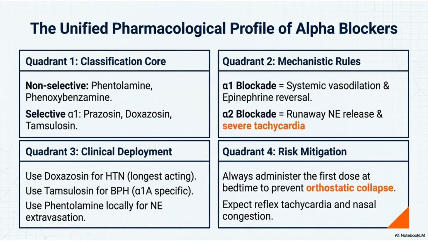In summary, alpha blockers are classified as non-selective or selective alpha-1 agents. Alpha-1 blockade causes systemic vasodilation, while alpha-2 blockade causes severe tachycardia. Agents are chosen based on pathology, and the first dose should always be administered at bedtime to prevent orthostatic collapse.